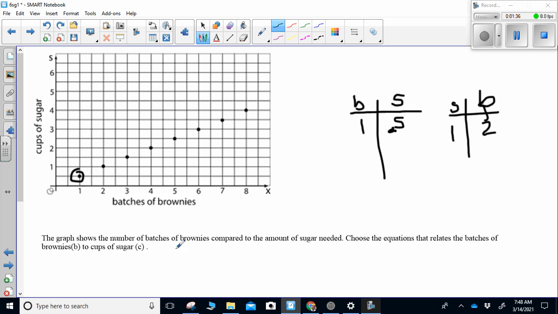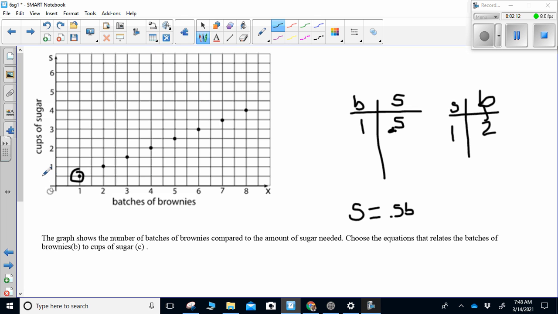So now I'm going to be thinking about making an equation that relates the number of batches of brownies to the number of cups of sugar. So first equation, I want to know how much sugar I'm going to need if I make 1 batch of brownies. So the sugar that I need when I make 1 batch of brownies, so what happened to get from this side to this side was 0.5 times B.